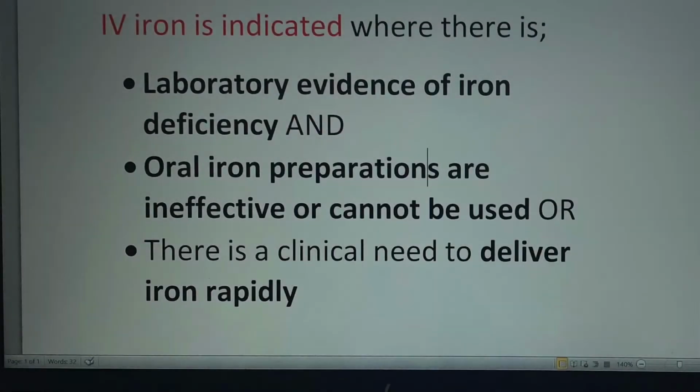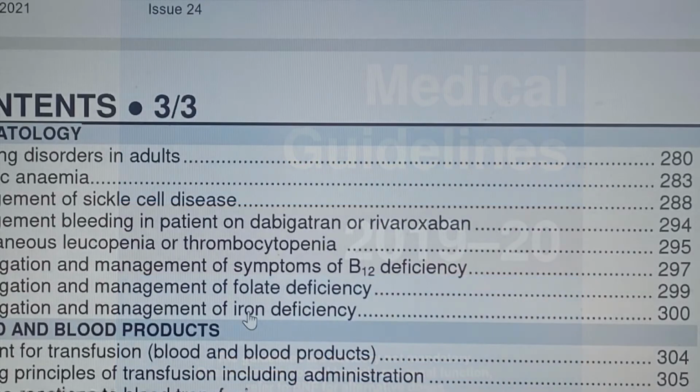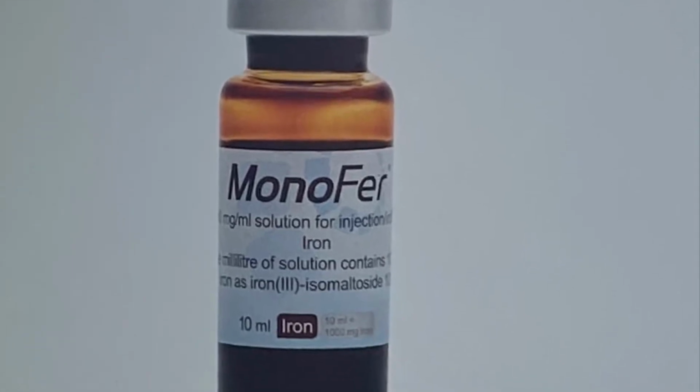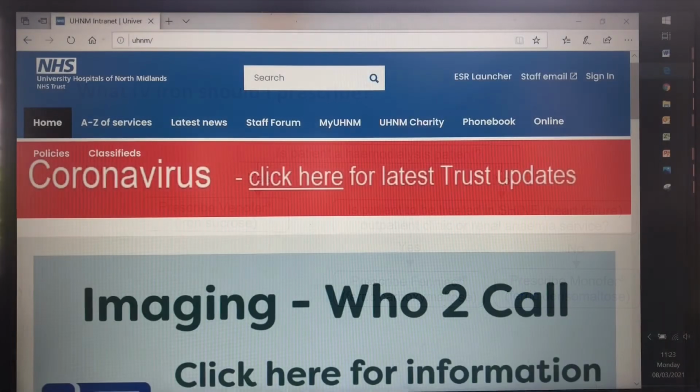Intravenous iron is indicated where there is biochemical evidence of iron deficiency and oral iron is either inappropriate or ineffective. Further support on the interpretation of iron deficiency can be found in the medical guidelines under Investigation and Management of Iron Deficiency. The majority of patients at UHNM will receive Monifer. There is, however, a small cohort who will require Ferinject or Venofer depending on clinical situation.